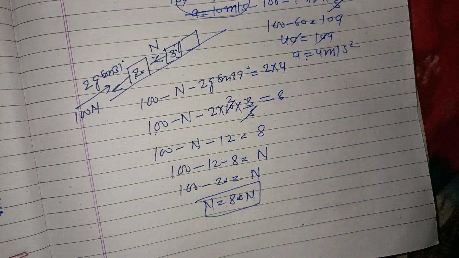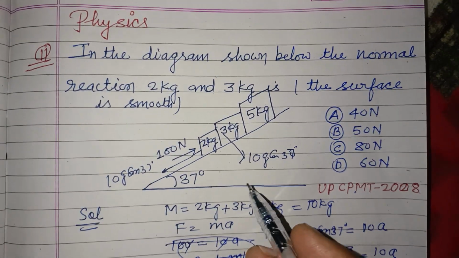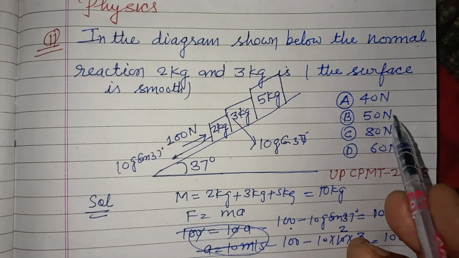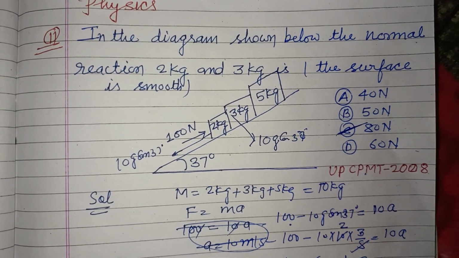So this is 100 minus 20 equals N, and N equals 80 Newton. N equals 80 Newton is the normal reaction between the 2 kilogram and 3 kilogram blocks. So here the correct answer is C, 80 Newton.